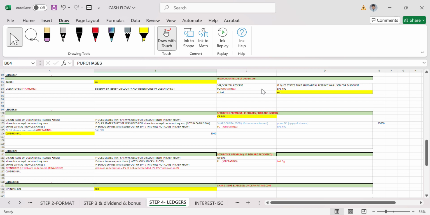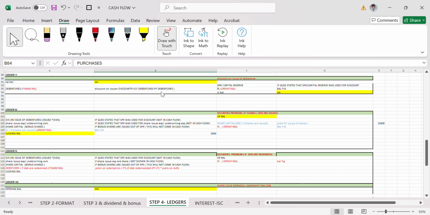The next ledger accounts that we prepare are discount on issue, securities premium and share issue expenses. How do we go about with discount on issue of debentures? Discount on issue is an asset, so opening balance is on the debit side, closing is on the credit side. Now you have to see how many debentures have been issued at a discount. Shares will never be issued at a discount, only debentures will be issued at a discount.